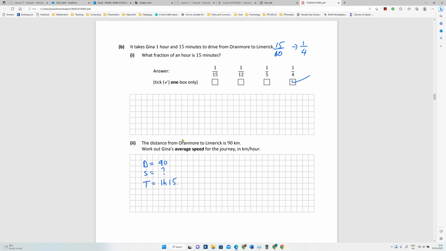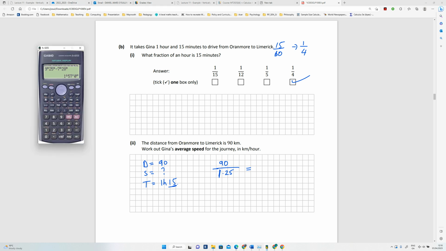What we want to do here is divide the distance by the time taken, and that will give us the speed. Now I need to turn that 15 minutes into a quarter. The reason being this needs to be out of 100%. So I'm going to say 1.25, that's 1 and 1/4 hours. And I will divide that then.